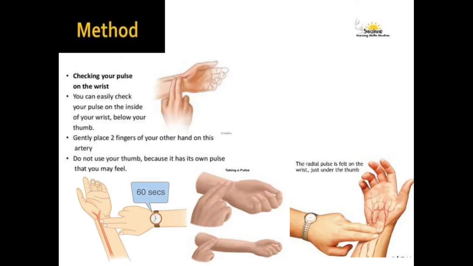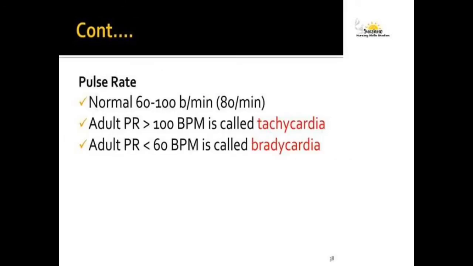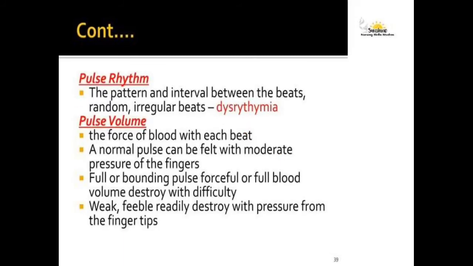The method used to check the patient's pulse is by placing two fingers on the patient's wrist to get the accurate pulse rate. And the normal pulse rate for a healthy adult is between 60 to 100 beats per minute. Also, when we check the pulse, we also check for the pulse rhythm and the pulse volume.